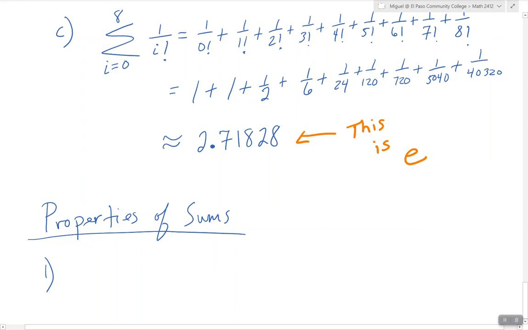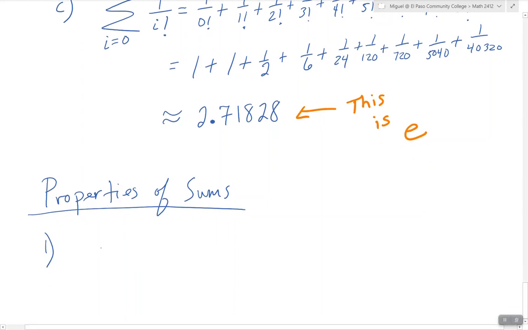Well, first property, if you are given a sum from 1 to n of a constant, so like instead of writing an expression here, you just write like 5 or something like that, where you can't plug anything in, it will be equal to the constant times whatever your n value is. So you can just convert it directly into a value, c times n.